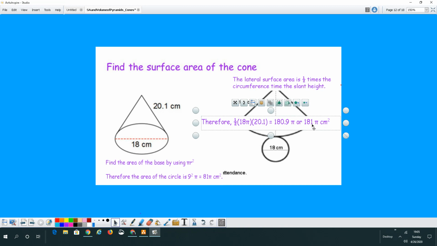Okay, so to find the surface area, you would add those two together. Whoops, I missed my number. Okay, so when we add those two together, I'll just write it in because my value is missing. So we're going to add up 81 plus 181. And if I've added this correctly, we should get 262 square centimeters, or centimeters squared. All right.